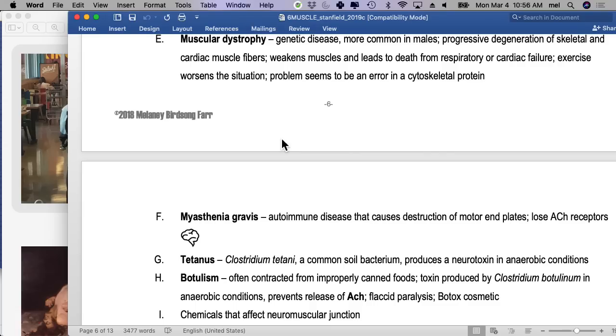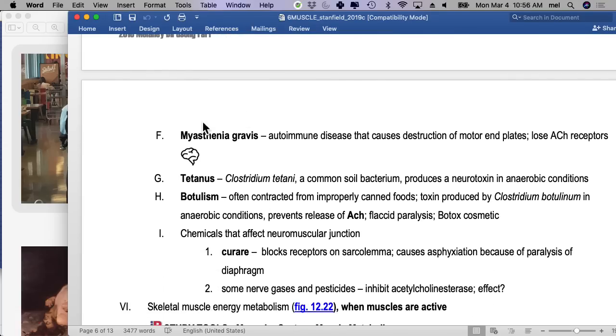They also have some weakness in their legs that makes them walk different when they start walking. Okay, we'll come back to myasthenia gravis. Let's talk about a couple others that are related to muscle. Tetanus. How'd your mom tell you can get tetanus?